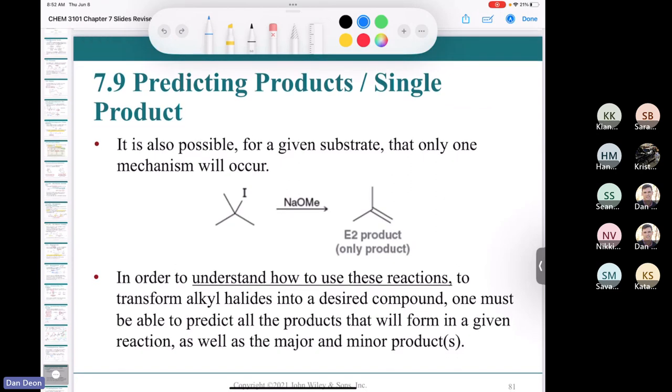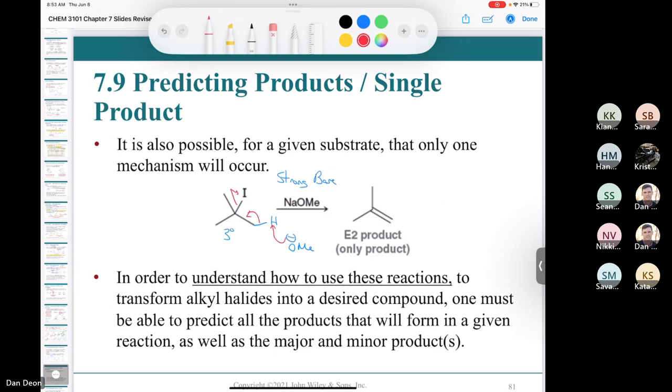If you take a look at this one here, there are also situations where you only get one product. Here you've got a tertiary alkyl halide, and this is a strong base. Methoxide is also a strong nucleophile, but it's not going to react as a strong nucleophile here. It can't do a nucleophilic attack. Sorry, the arrow's in the wrong place. That is impossible because it's tertiary. So the only thing that could happen here is that the methoxide behaves as a base and abstracts a beta proton, and an E2 reaction occurs. That's the only thing that can happen here. So don't think that in every single situation, Mr. Dion, I'm going to get a whole host of products. Not always true. Yes, sometimes we do, but sometimes we don't.